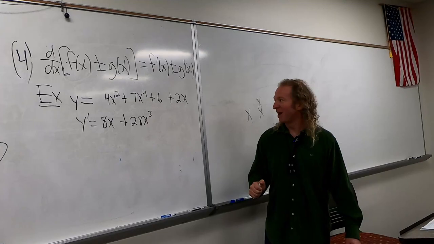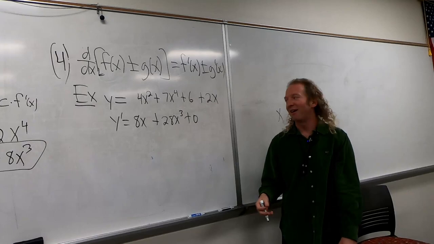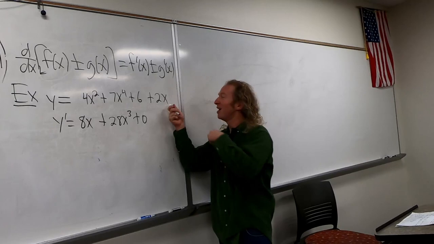What's the derivative of 6? Zero. I'm not going to write it, but it's zero, so it's gone. So I'll write it, but it's zero, right? You don't have to write it on a test. What's the derivative of 2x? 2, yeah, it's okay. The derivative of x is 1, right?